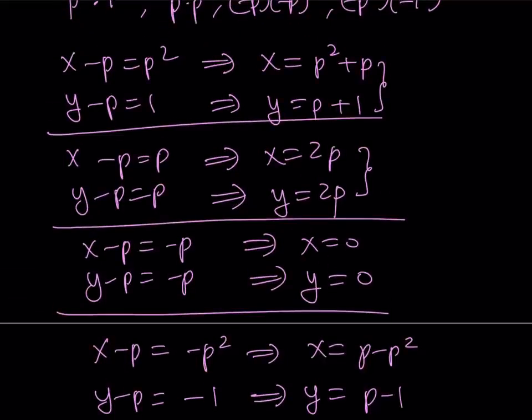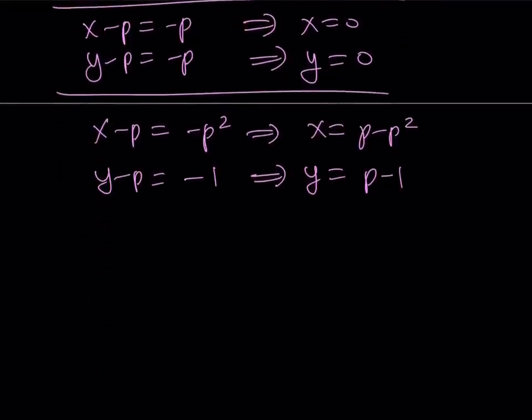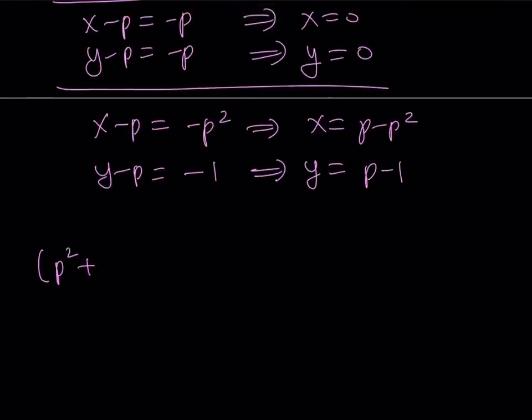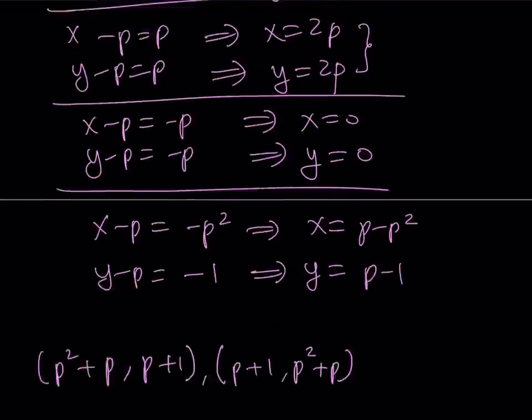Let's go ahead and write the solutions all together as ordered pairs. And I'm also going to consider the switches with x and y. Okay, so our first ordered pair is going to look like this then. p squared plus p and p plus 1. That should be an ordered pair: (p squared plus p, p plus 1). And then, of course, we can switch them around and write it as (p plus 1, p squared plus p). So that's my first ordered pair.